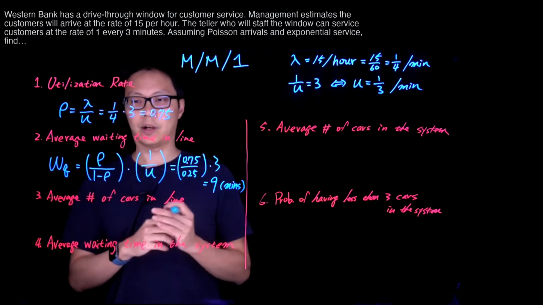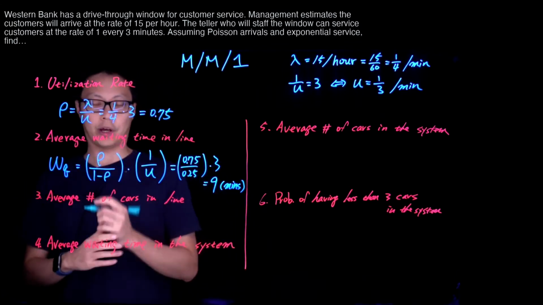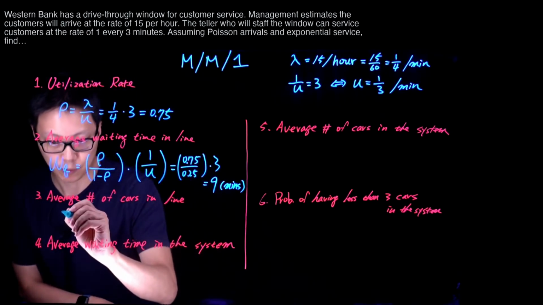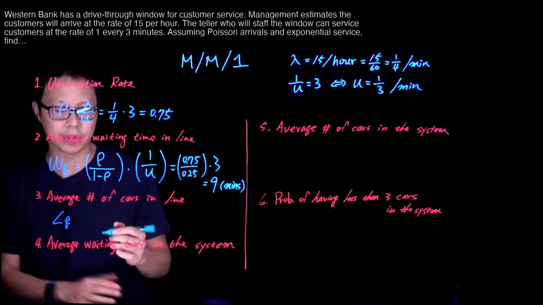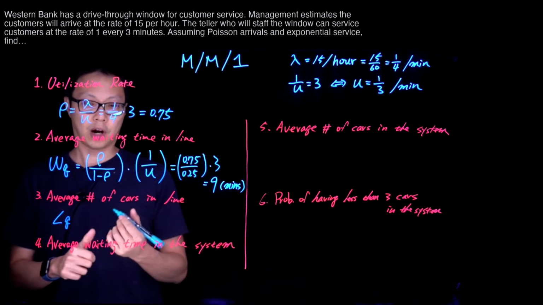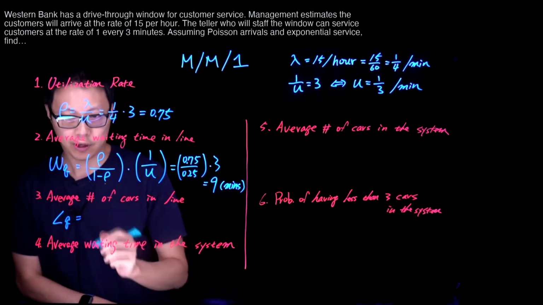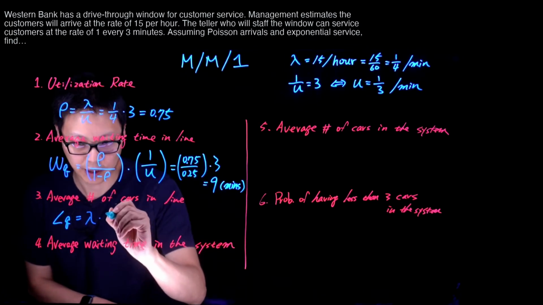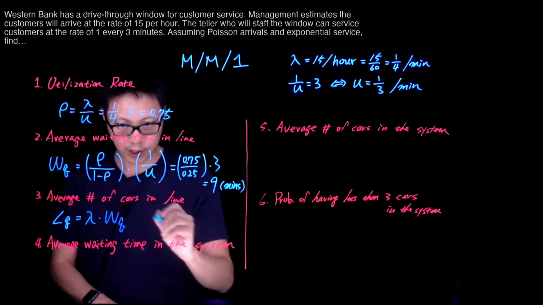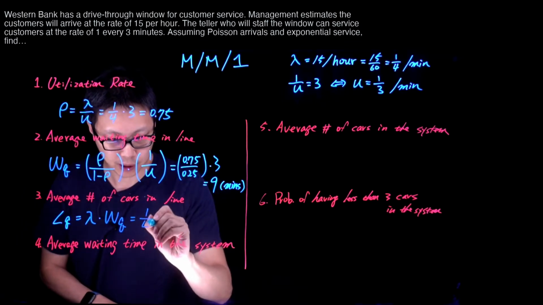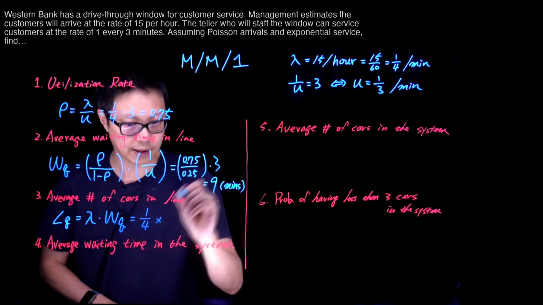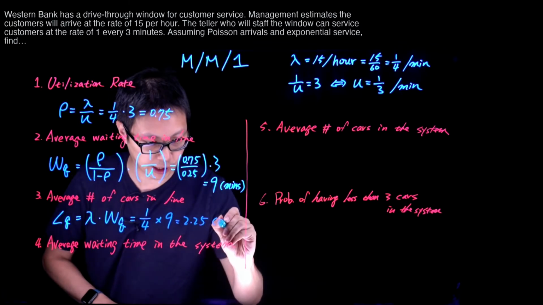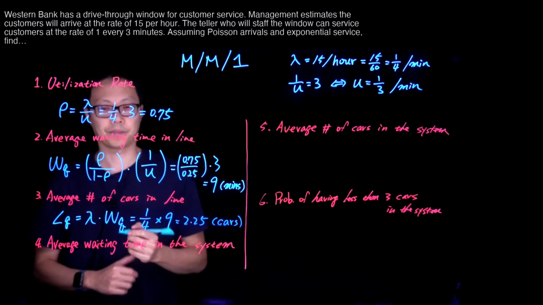Once we know the waiting time in queue, we can also calculate the number of cars in line. So remember, if we want to calculate that, we want to find out LQ, the number of people or the number of cars in line. And we can use Little's law. So LQ will be equal to lambda times WQ. In this case, it will be a quarter times 9. So I have 2.25. The unit is cars.